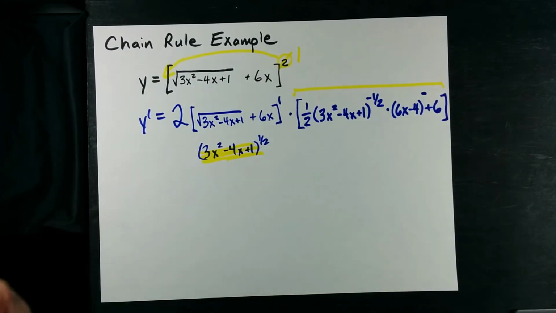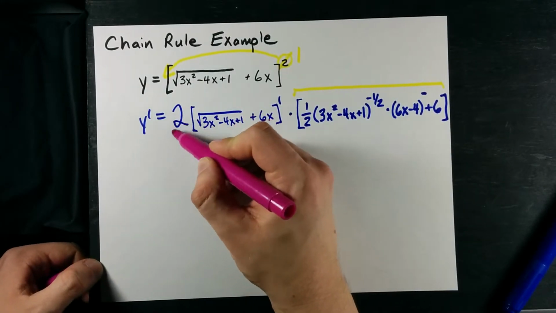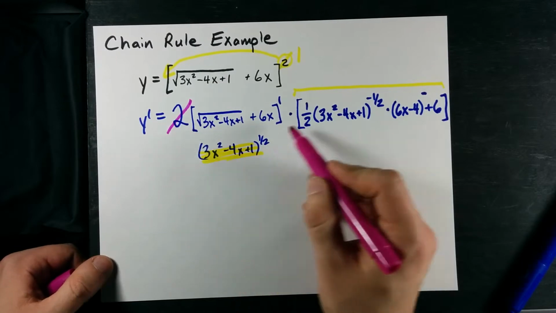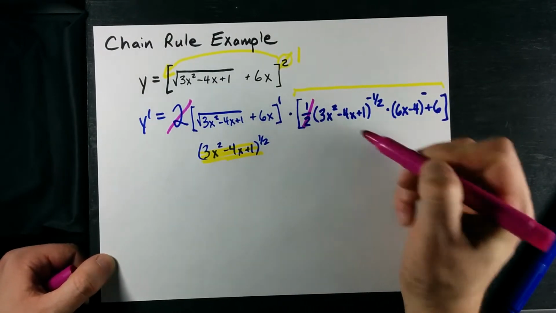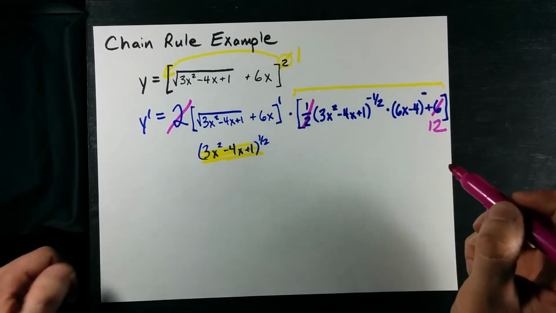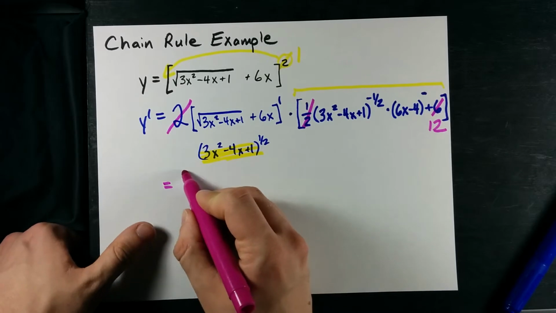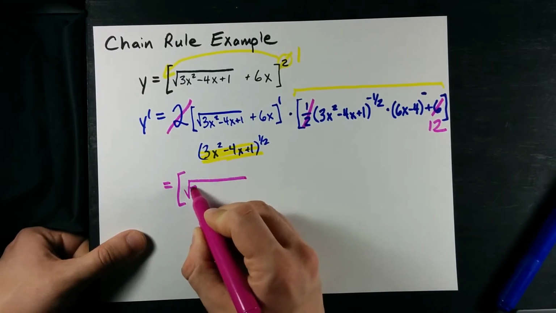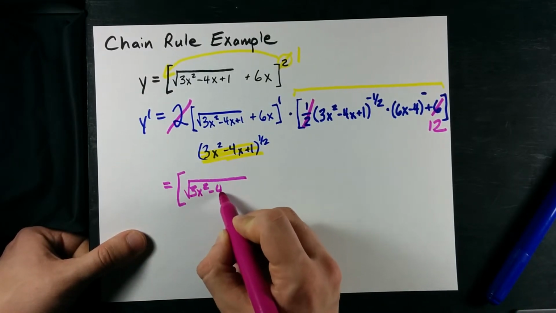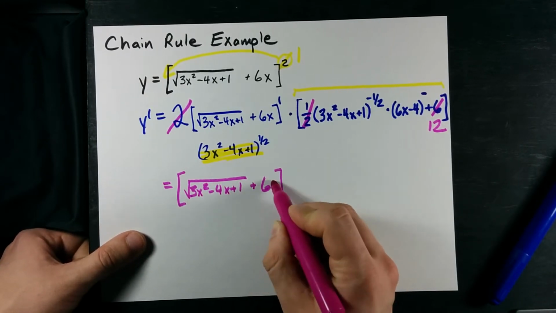You could clean this up. I don't know if I feel like bothering with that. Actually, this 2, I'm going to multiply it through. That cancels with the half there, and then just simply makes that 12. So that made that a little bit easier. So where I'm at right now is this square root 3x squared minus 4x plus 1. You can stop the video right now if you want. I'm just cleaning this up.